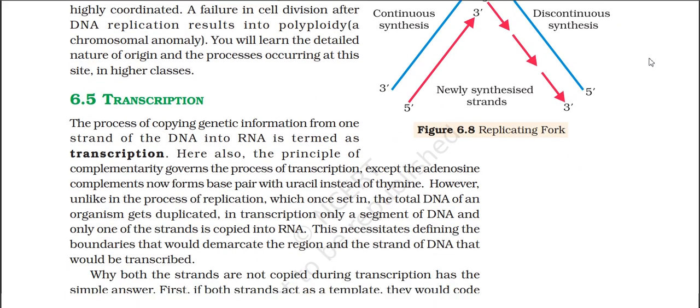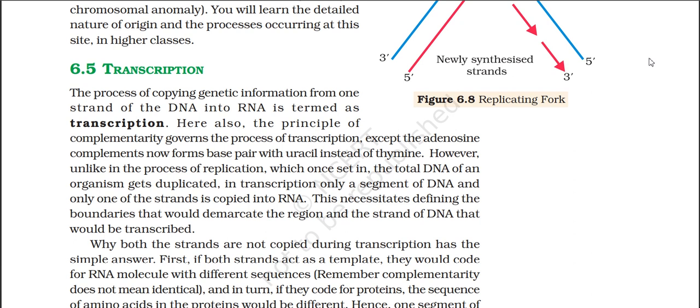The process of copying genetic information from one strand of the DNA into RNA is termed transcription. Here also, the principle of complementarity governs the process of transcription, except the adenosine now forms a base pair with uracil instead of thymine. However, unlike in replication, which once set in, the total DNA of an organism gets duplicated, in transcription only a segment of DNA and only one of the strands is copied into RNA.